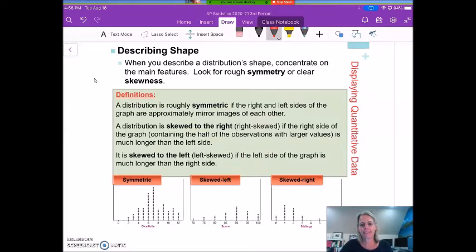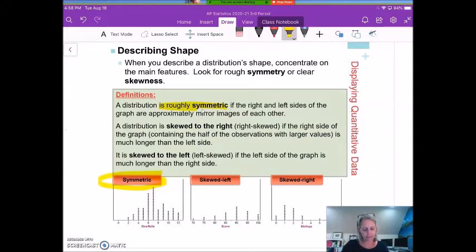One of the components that's difficult for some students is describing the shape. With shape, we use terms such as roughly symmetric, and that is if the data looks approximately the same on both sides. I didn't mean to cross that out. Here, let's fix that. Let's maybe use a highlighter instead. Roughly symmetric. And notice we're saying roughly. Roughly is a key word because no data in the real world is going to be perfectly symmetric.